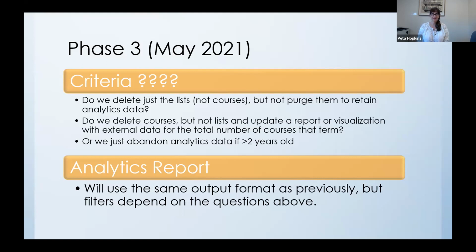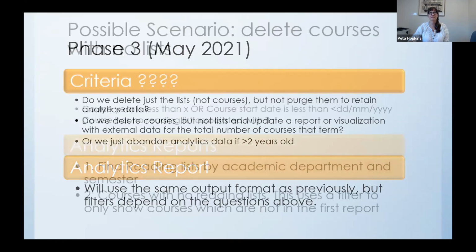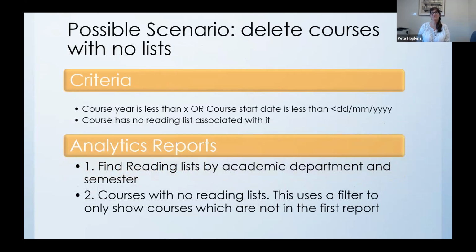Whatever it is, we will be using the same output format as previously, but the filters will vary. One of the possible scenarios, though, and I know this has been discussed on the list, so I thought I'll go into this in a bit of detail, is the idea of deleting courses which have no list. Now, Greg touched on this before about the idea of having the two reports, one that says these are all the lists, and now show me the courses that are not in that list.